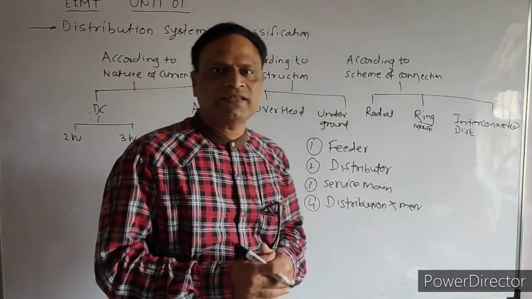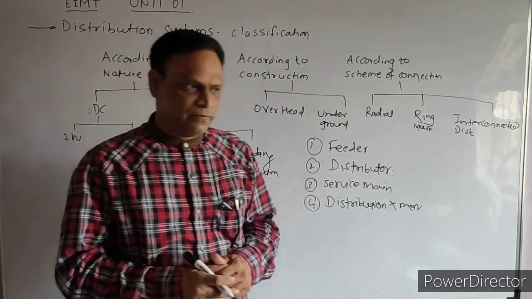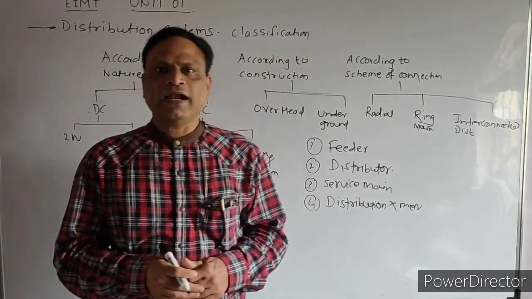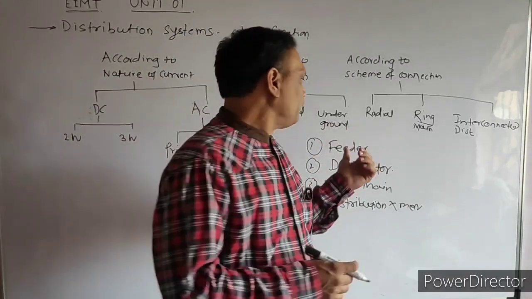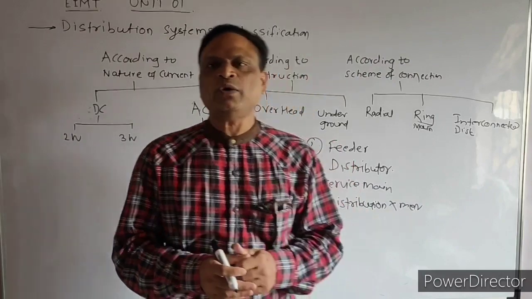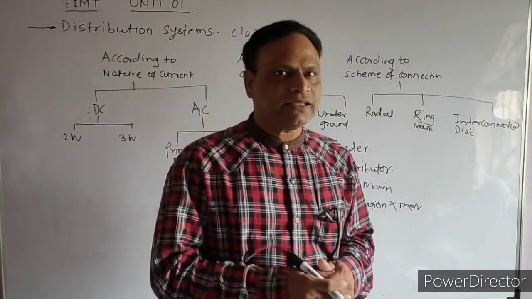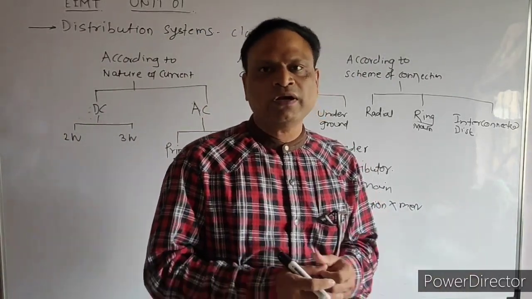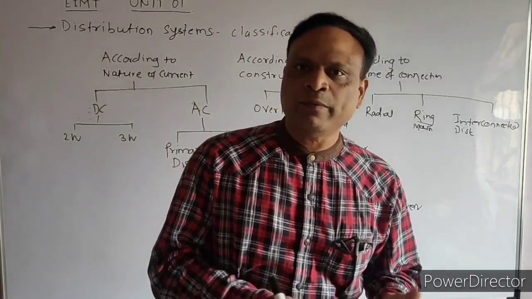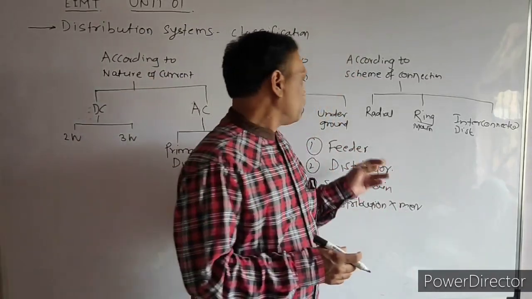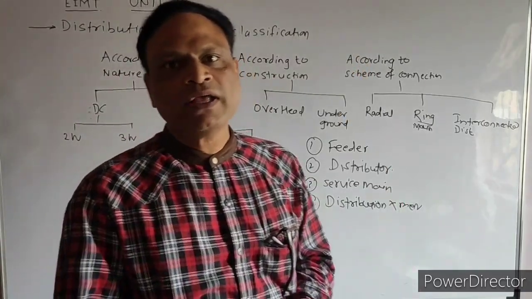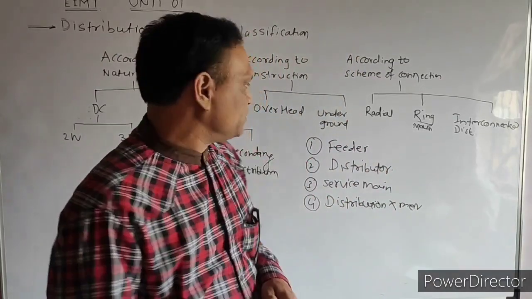A feeder is a three-phase, three-wire system. We have already seen in our prerequisite video that a feeder may be of 11 kV, or it may be 22 kV, or it may be 33 kV, it may be 110 kV, it may be 220 kV, or it may be 400 kV. So feeder is a high voltage cables. It is always three-phase, three-wire system.